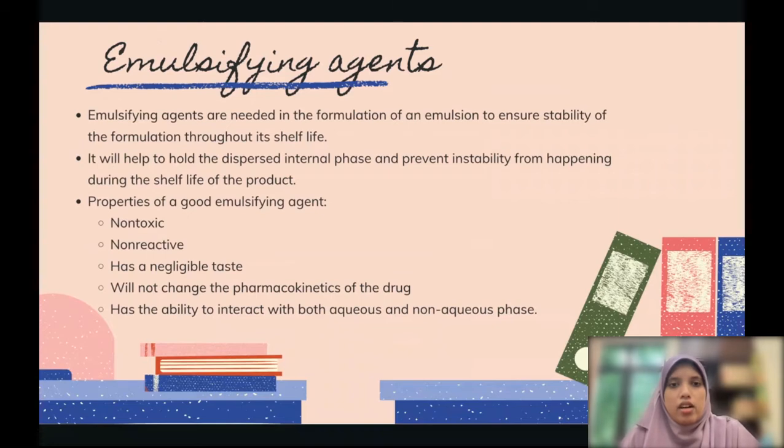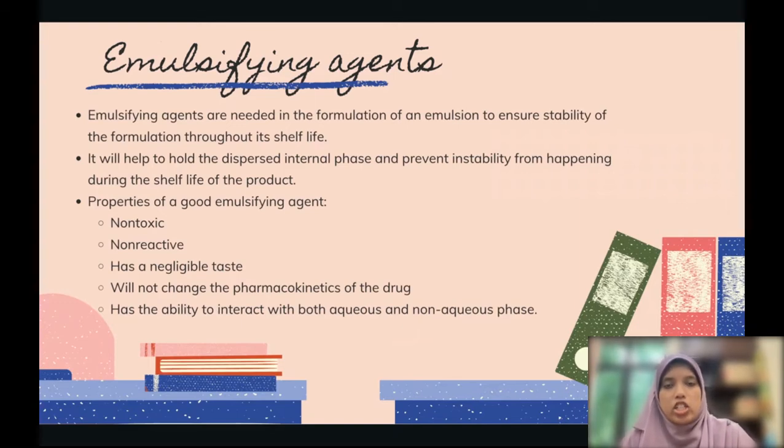Emulsifying agents are a group of chemicals or ingredients that are needed in the formulation of an emulsion to ensure the stability of the formulation throughout its shelf life. It will help to hold the dispersed internal phase and prevent instability from happening during the shelf life of the product. So it is a very important ingredient that needs to be added in an emulsion.